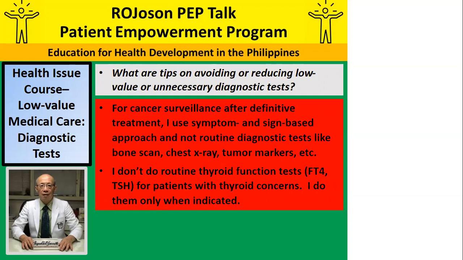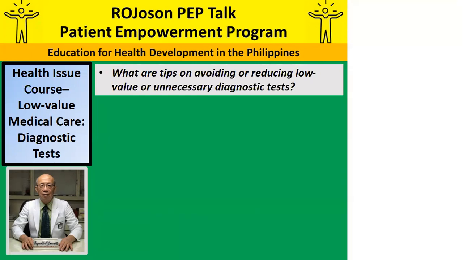For cancer surveillance monitoring, okay, I use a symptom and sign-based approach and not routine diagnostic tests like bone scan, chest x-ray, tumor markers, okay? Because most of the time they are negative. Okay? I don't do routine thyroid function tests like FT4, TSH for patients with thyroid concerns. I only do them when indicated. So I think I'll stop at this point on the tips. There are a lot, okay?